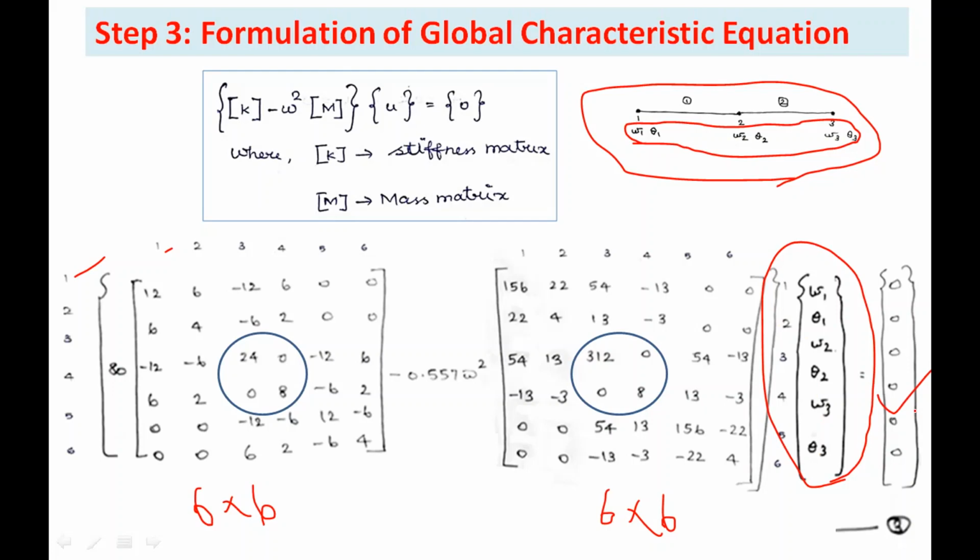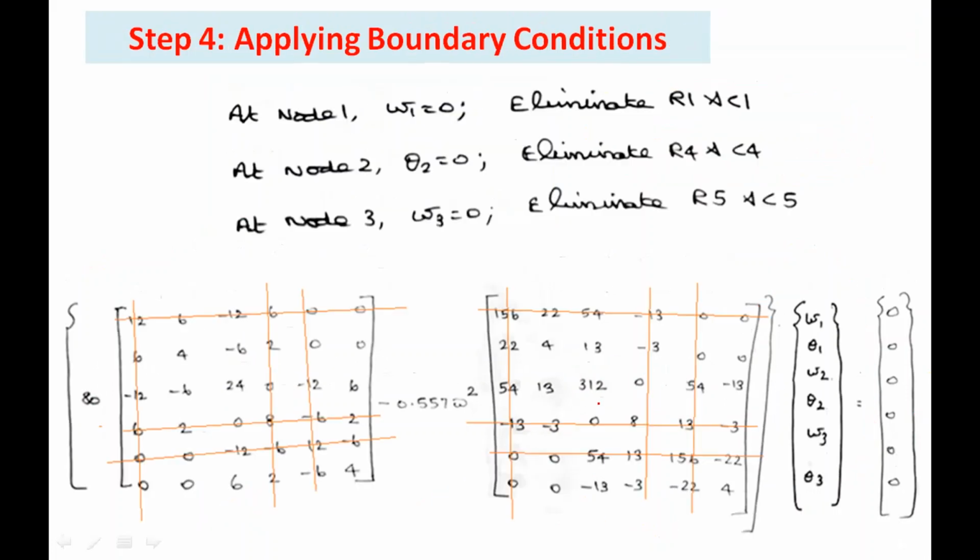After getting this global characteristic equation, we are going to apply the boundary conditions for this particular beam, then we are going to solve the problem. The important step is formulation of the global characteristic equation for the given beam problem. So for that we have to use the numbering scheme correctly. After arriving at this global characteristic equation, let us apply the boundary conditions. Without applying the boundary conditions, we are not able to solve the problem. For any numerical method, we need a boundary condition or initial condition to solve the problem.